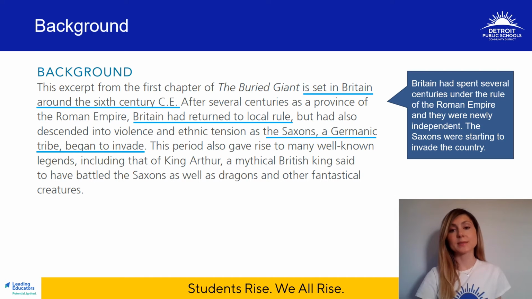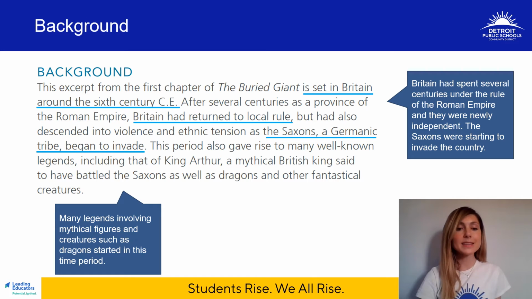As I was first reading this part, I noticed that Britain had spent several centuries under the rule of the Roman Empire, and that they were newly liberated and independent. However, I also think that this might be short-lived because Saxons were starting to invade. And remember, they were a Germanic tribe. Next, I noted that many legends involving mythical creatures such as dragons started at this time. We all know that dragons aren't real, which is why they're referred to as mythical, and yet they are featured prominently in literature at this time. So just a couple of things to keep in mind before we launch into our reading.